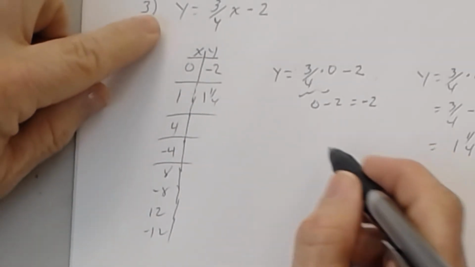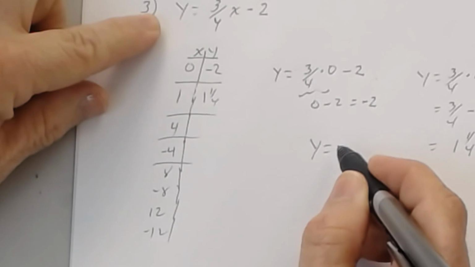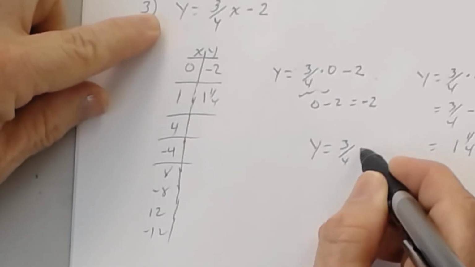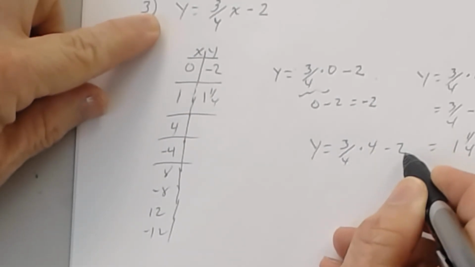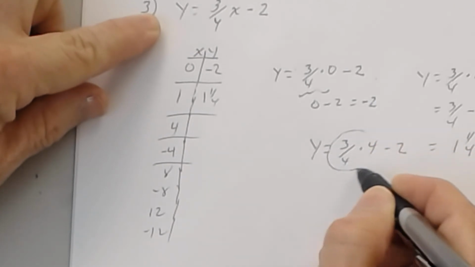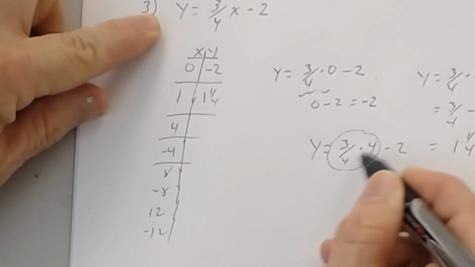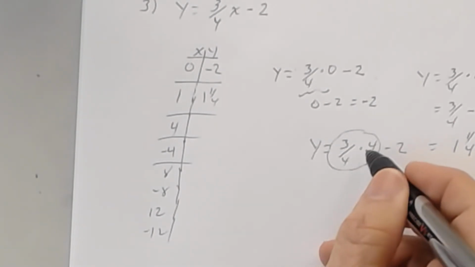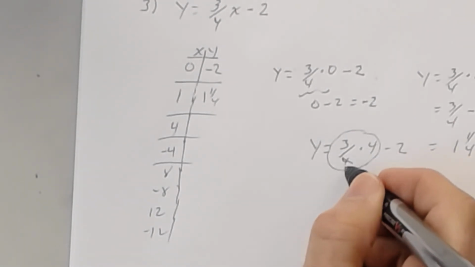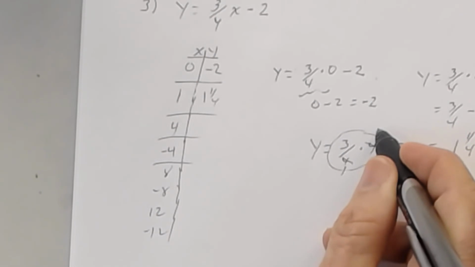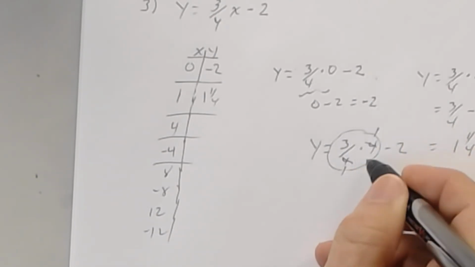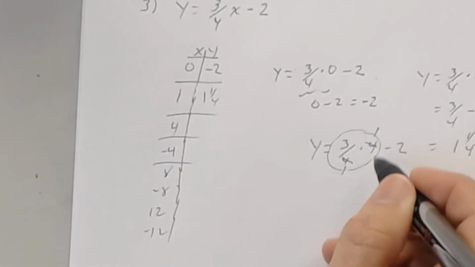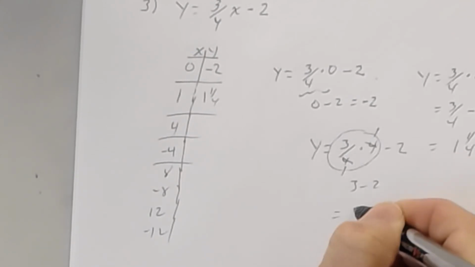So if x is 4, look how simple this is. So if x is 4, I get y equals 3/4 times 4 minus 2, right? All right, think about this right here. Just look at this for right now. And you had that in a couple of problems we did earlier. Reduce. 4 to 4 is 1. 3 times 1 is 3. And what's 3 minus 2? 1.